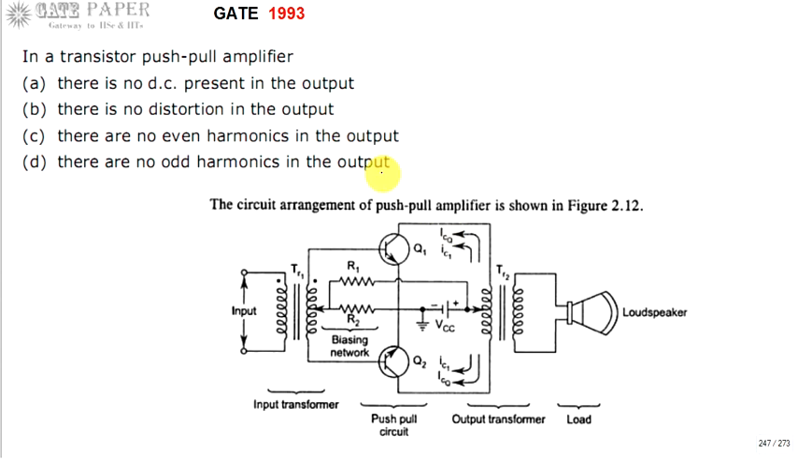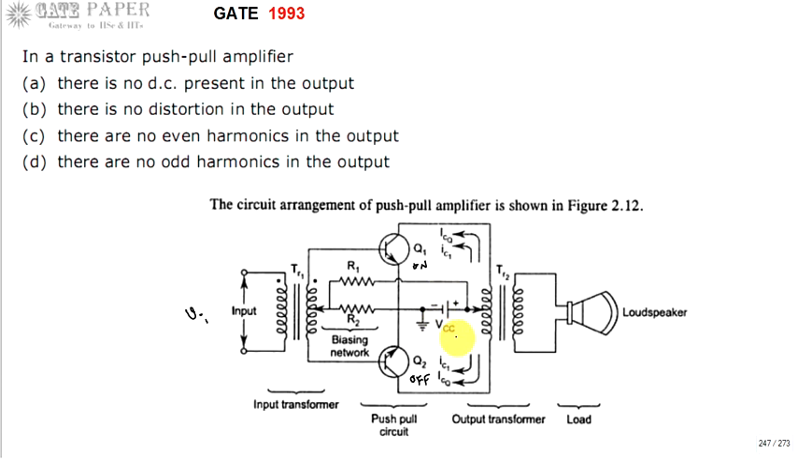Here there are two transistors Q1 and Q2. If you apply a sinusoidal input signal, we expect a sinusoidal output, but it gets slightly distorted. The name push-pull comes from the fact that whenever Q1 is on, Q2 is off, and whenever Q2 is on, Q1 is off. So one is on and the other is off. That's why one is push and the other is pull.